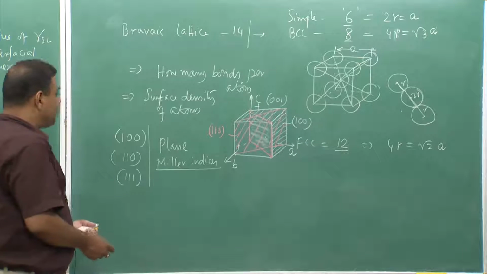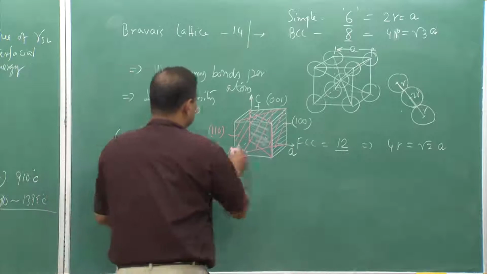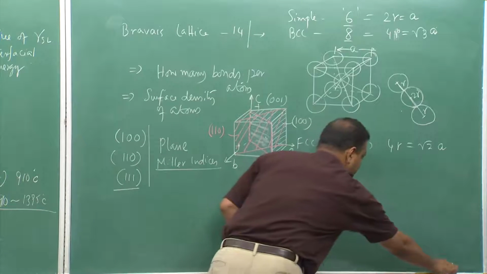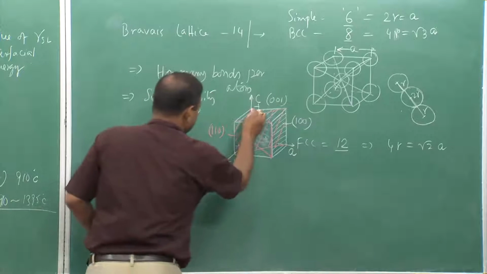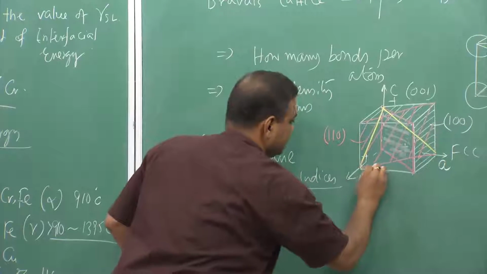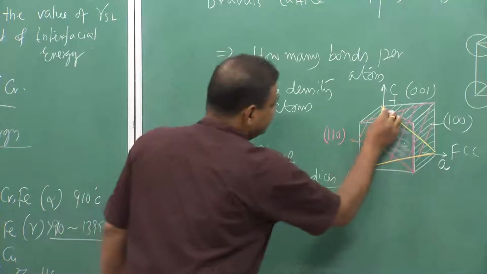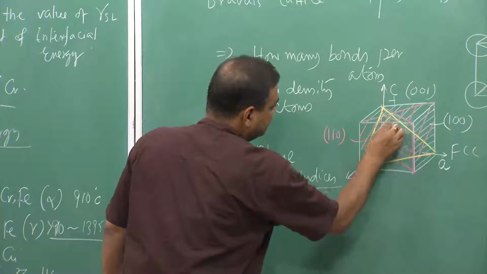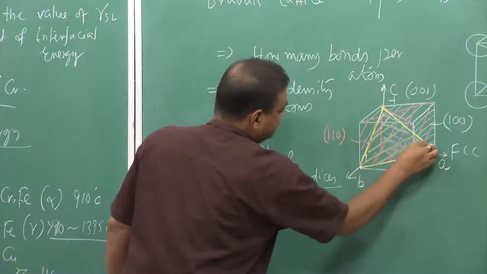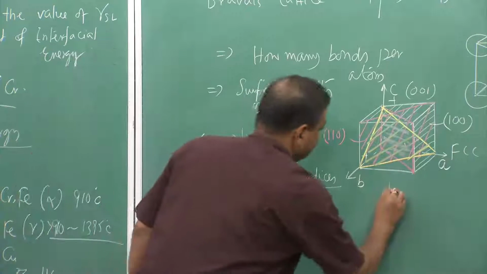Now, we can have one more plane, which is 1, 1, 1. If I try to draw with yellow chalk, this yellow one is basically the 1, 1, 1 plane.